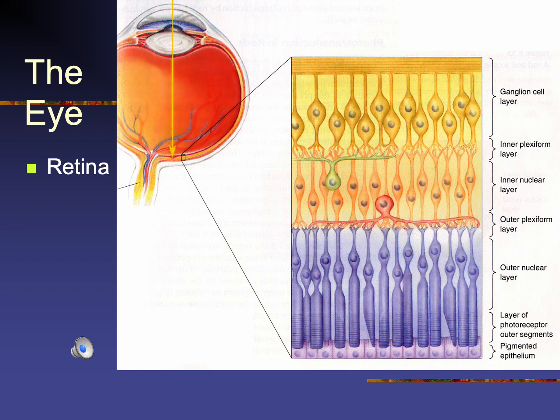Then there's another plexiform layer where you have an interaction between this layer of cells. You see that green cell there showing there's an interaction between them.